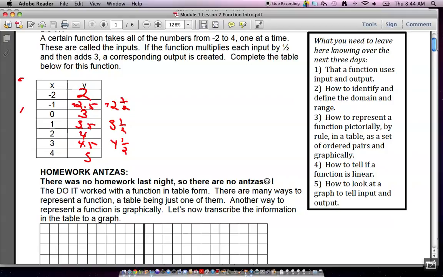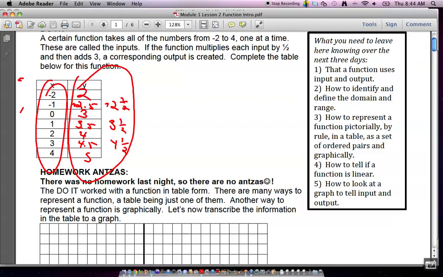How do I find the domain by looking at the table? Who's next? Yes? Is it Ivy? Okay, what do you got? All the X's, very good. Here's my domain. Excelente. And what's the range? Alex? The Y's. Very good. All of the Y's. Excellent.